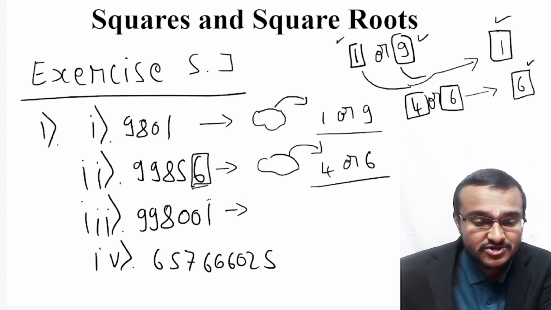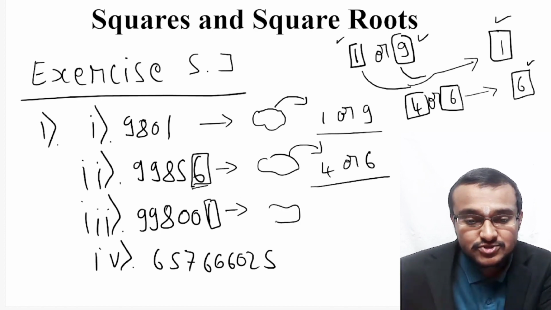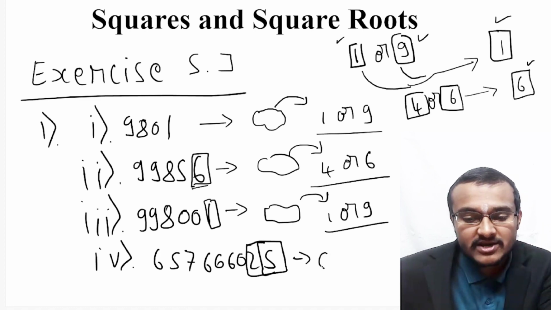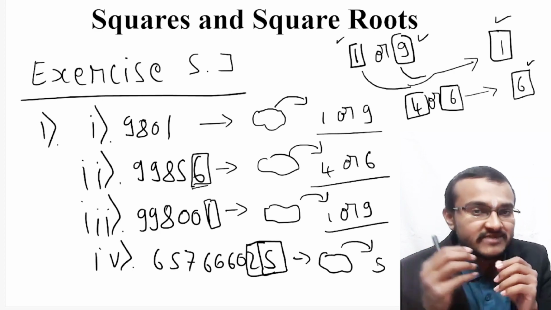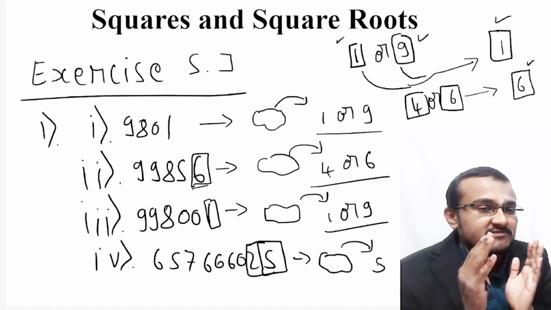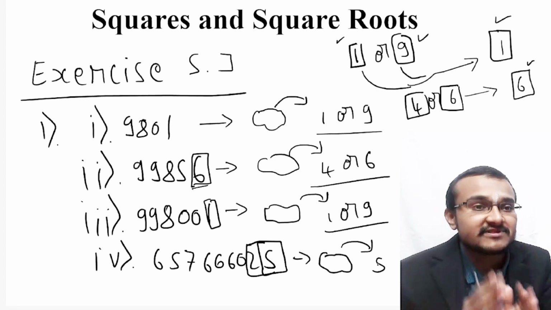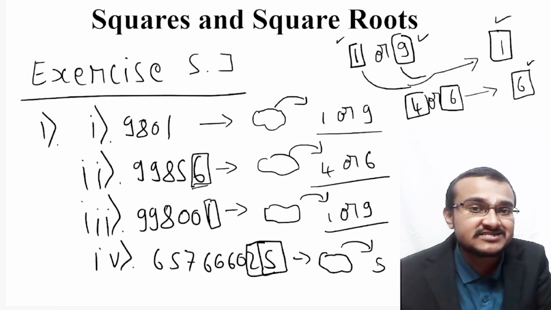Coming to the third question, here also it is ending with 1. So the unit place of the square root must contain 1 or 9. Here also you can see 25 is getting ended, or 5 is getting ended. Then the square root of this perfect square will end with 5. So you should always remember, if a perfect square is ending with 5, then its square root will also be ending with 5 only. So the answer is 5.